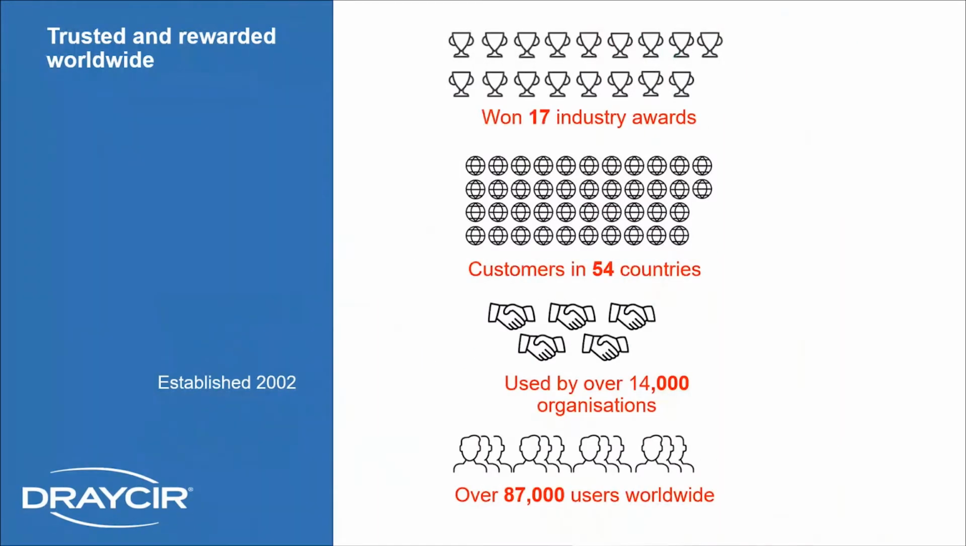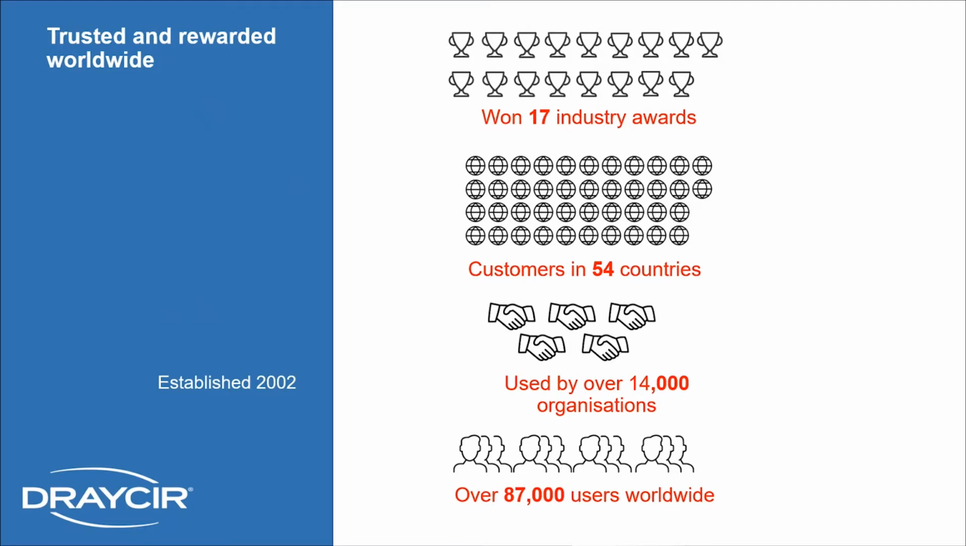Firstly, a little bit about us, Draycir. We've been in the channel for about 19 years now, and we've won various awards in the industry. We've got customers all over the world, and that number is significantly higher in countries now, and we're used by thousands of organizations. As I mentioned on a webinar we did yesterday, this 87,000 user worldwide number is more like 120, 130,000 users at this minute in time. So we are trusted worldwide, which is good for you.